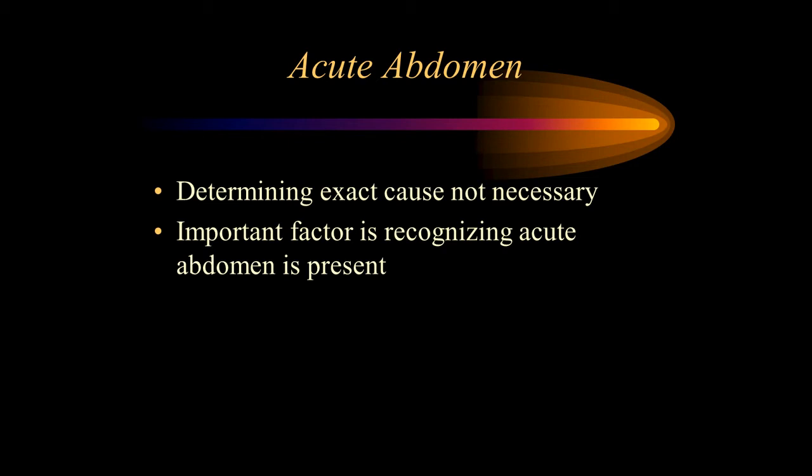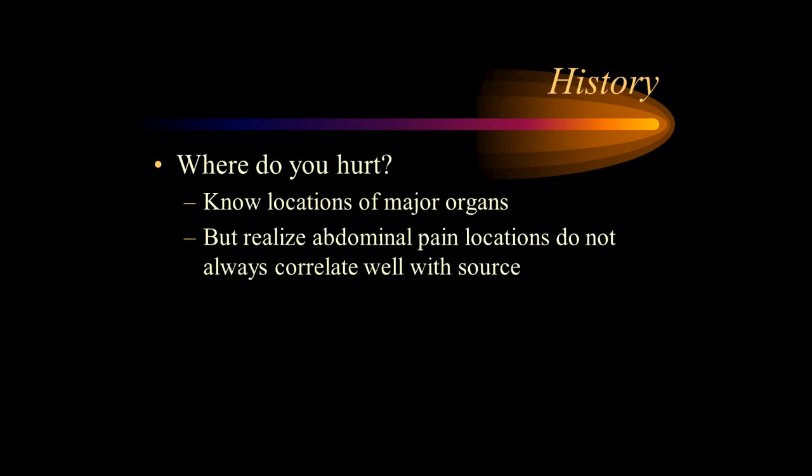Okay, acute abdomen for us in EMS in the field. You just saw the picture of the abdomen, right? There's a whole bunch of stuff in a tightly packed space, right? So determining the exact cause is not necessary for us. The important factor is recognizing an acute abdomen is present. Why is an acute abdomen significant? Well, if there's inflammation in the peritoneum, then that means that there's an infection process occurring. And if that infection gets into the bloodstream, it can cause sepsis and they can die. Right? So we want to be aware of this very early on and get people treated.